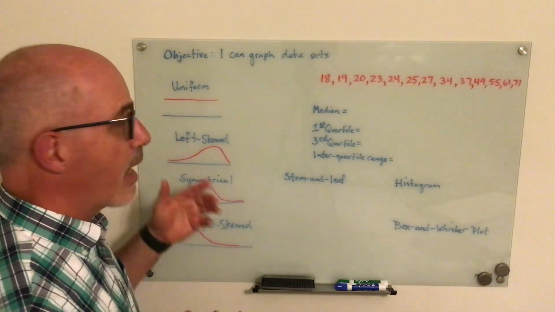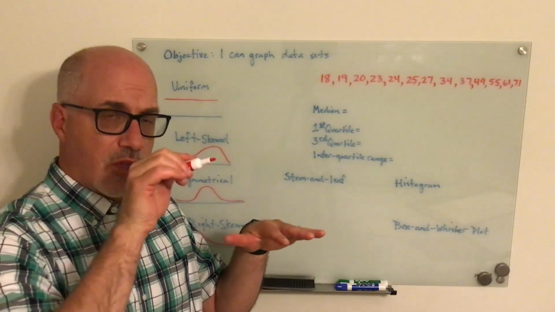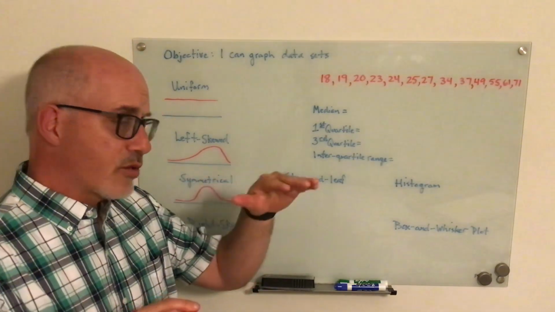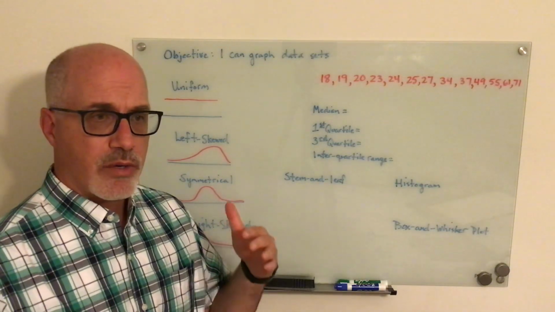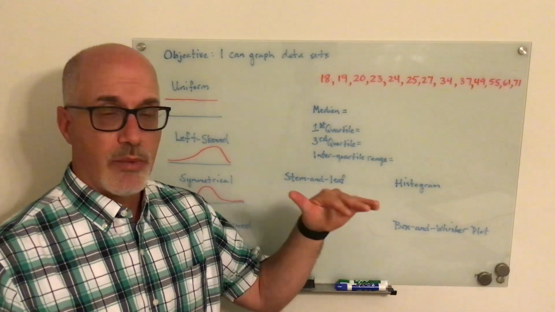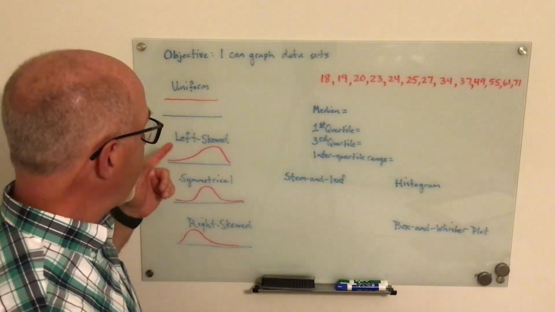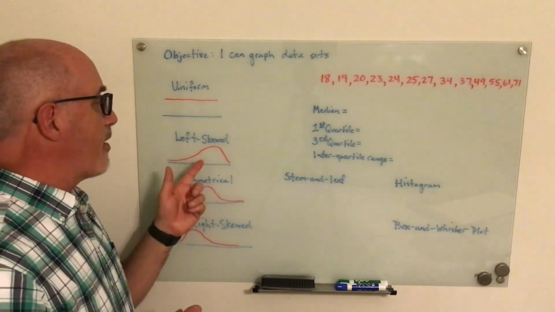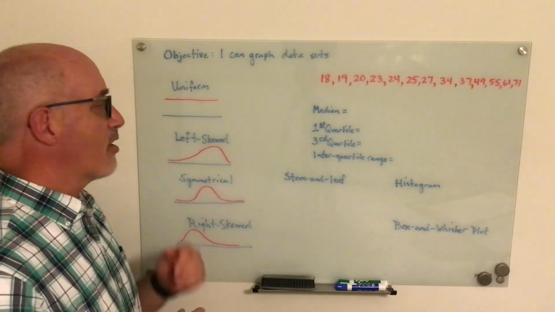So if we have a graph that kind of goes straight across, now it might have a little bit of ups and downs along the way, but generally it goes straight across. We call that a uniform graph. So if we have categories that seem to be very much the same all the way across, then you've got a uniform graph.